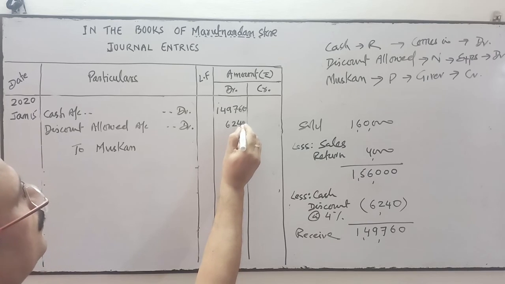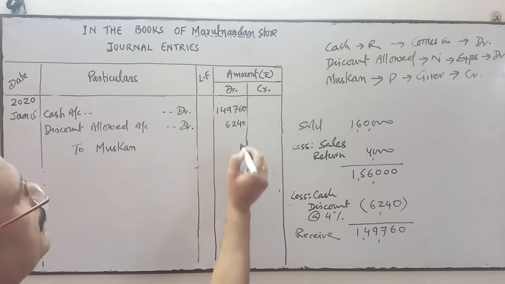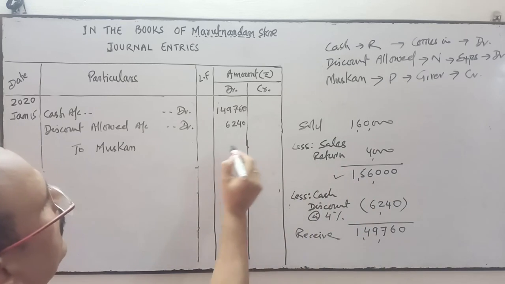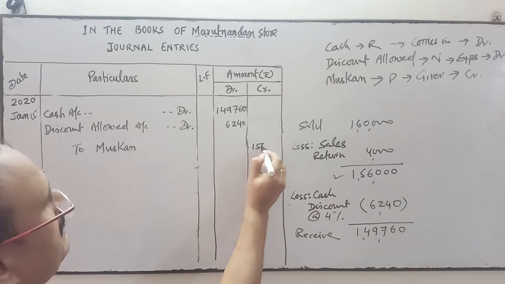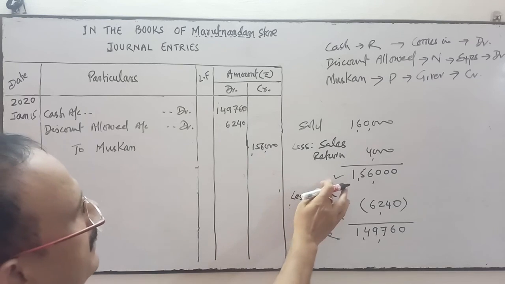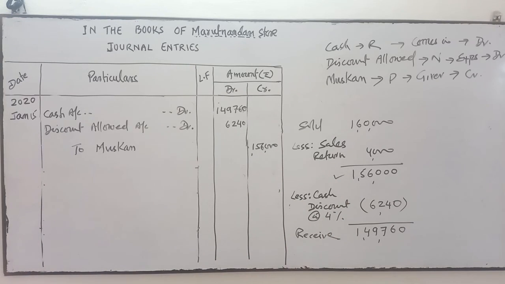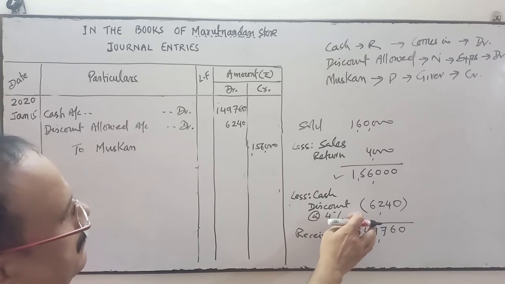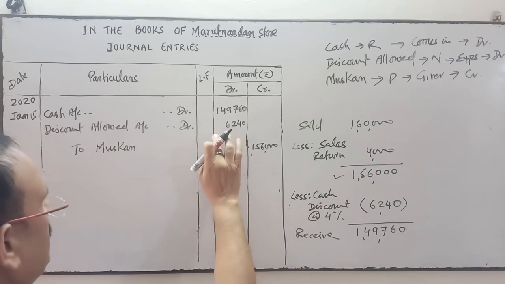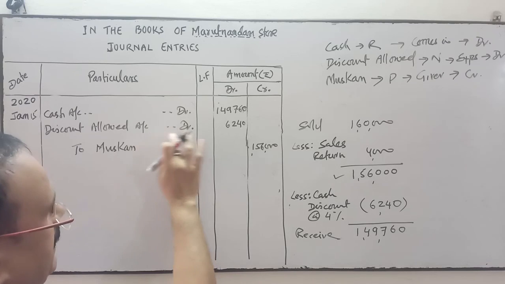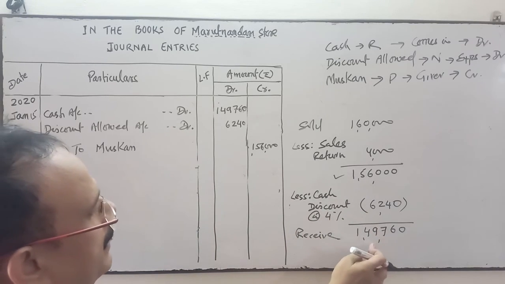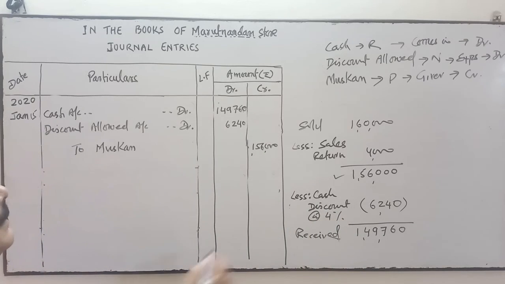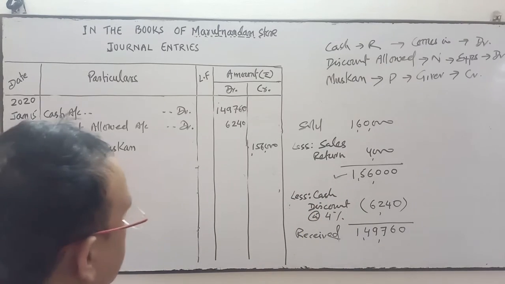6,240 is the discount, and this amount will be credited, 1,56,000. This is the balance amount after the sales return. So this discount is a cash discount which is recorded in the books. It is allowed, so it's an expense, 6,240. This much amount we have received, and for this much amount we will credit it.